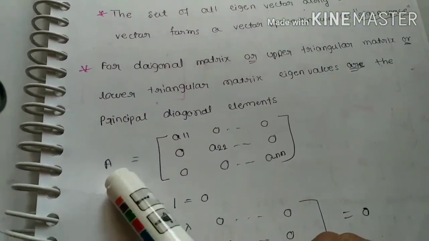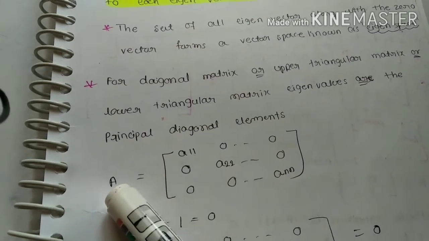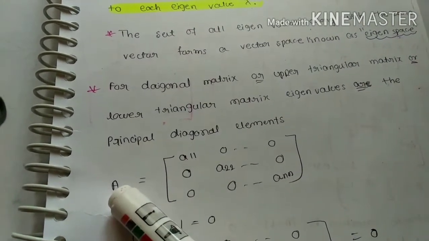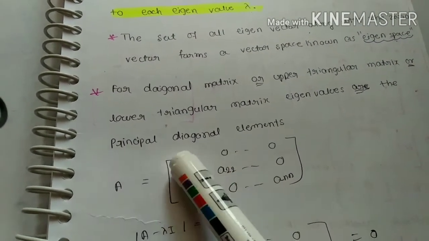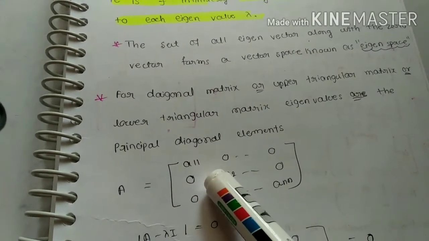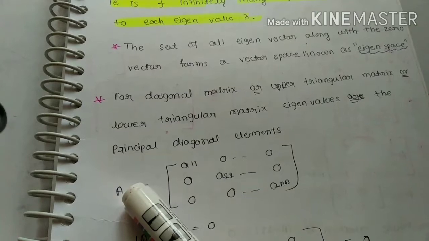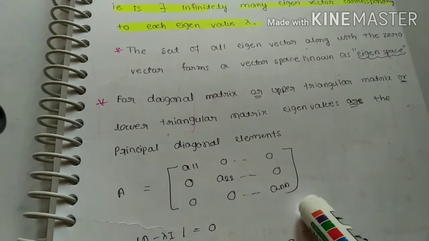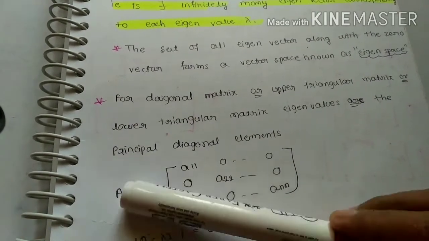So just look here. This is my matrix A, which is a diagonal matrix. So what is a diagonal matrix? In a diagonal matrix only the diagonal elements are present. Okay, so these all are my diagonal elements.